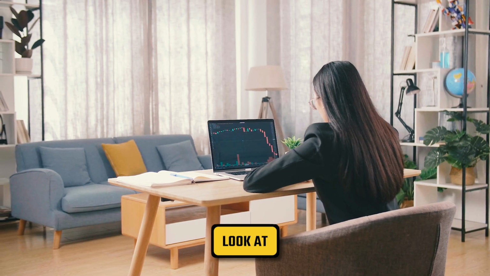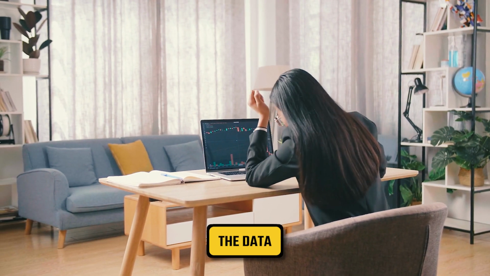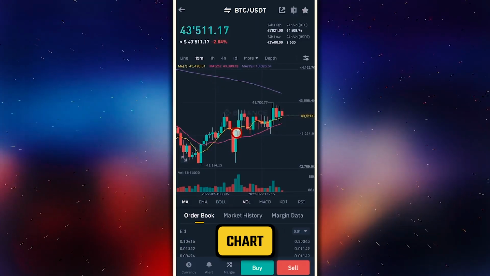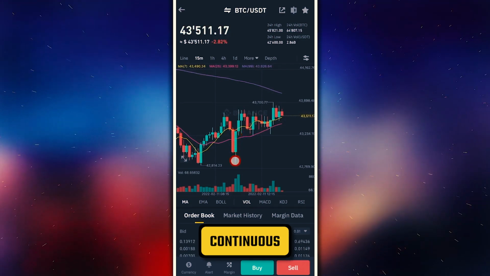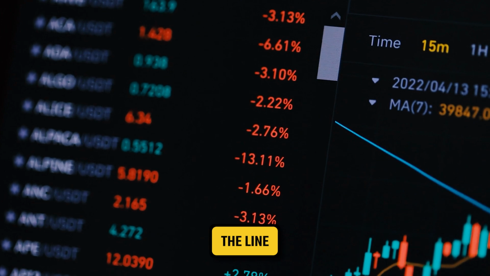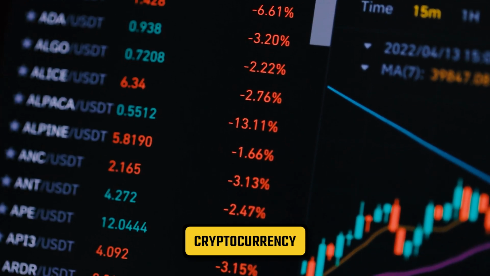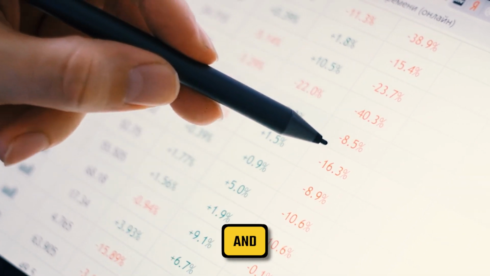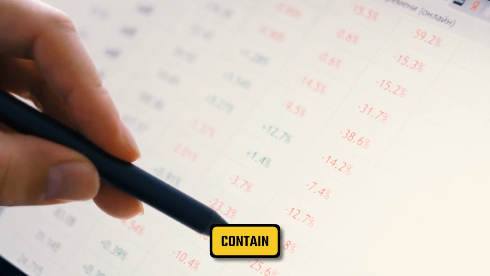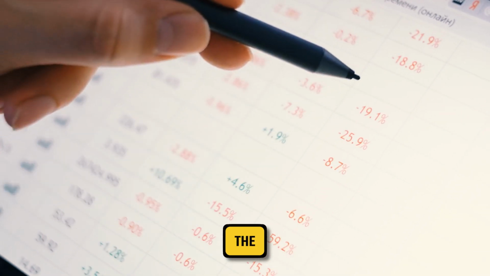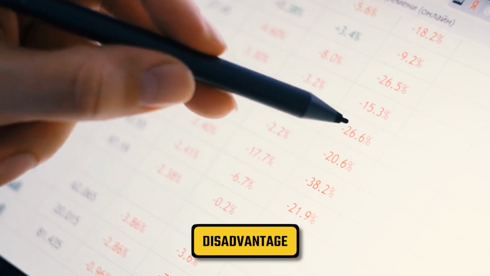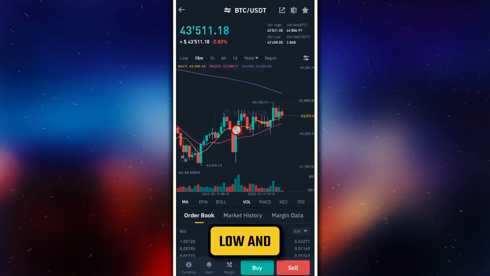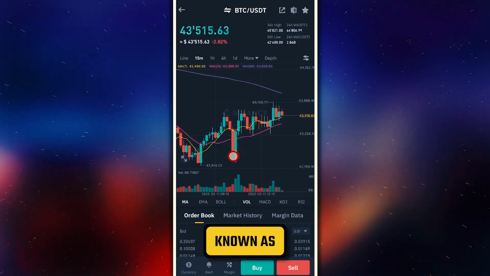Now, let's take a closer look at some of the most fundamental chart types and the data they offer. The first chart type we'll be taking a look at is the line chart. Line charts represent price movements with a continuous line, and every point of the line is the closing price of a cryptocurrency within a specific time. Traders generally use line charts for identifying support and resistance levels because they don't contain as much noise as other chart types. The clean look, however, is also their disadvantage, as line charts omit crucial details such as the open, high, low, and closing prices, also known as OHLC.